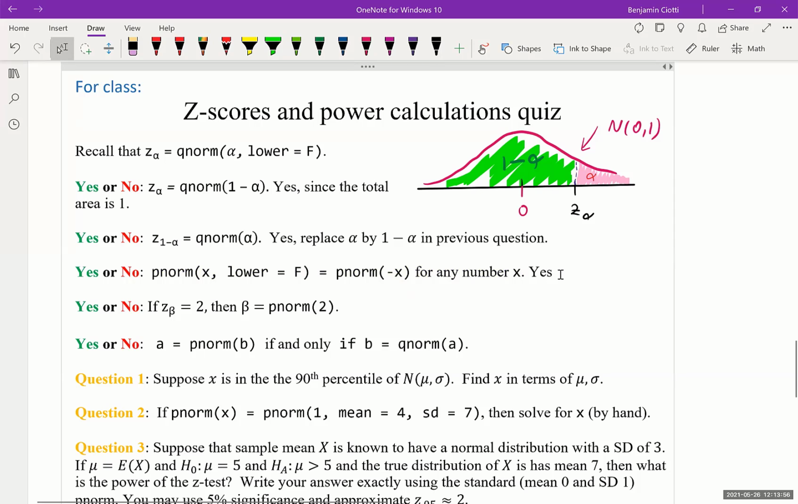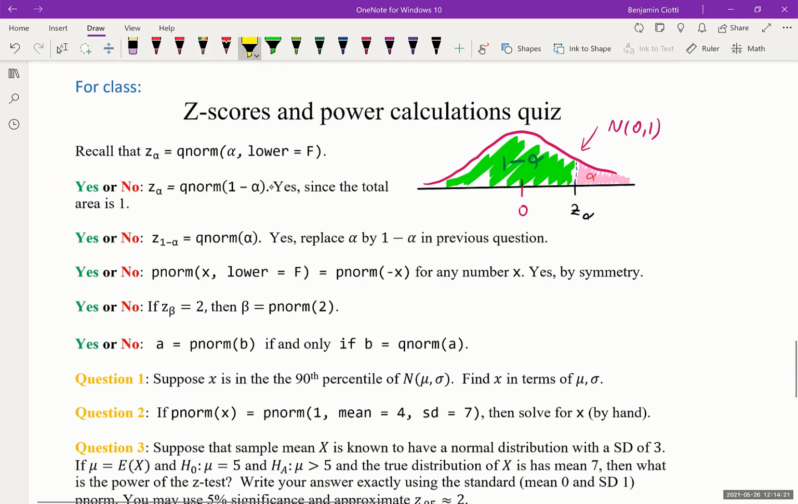For the right-hand side of the p norm negative x, the lower tail will be automatically true, and we would be getting the area to the left of x, so it'd be the same thing as getting it for the negative x. Mm-hmm. Because the distribution is symmetric. Yeah, okay. Symmetry. Cool. Okay. Next question then.